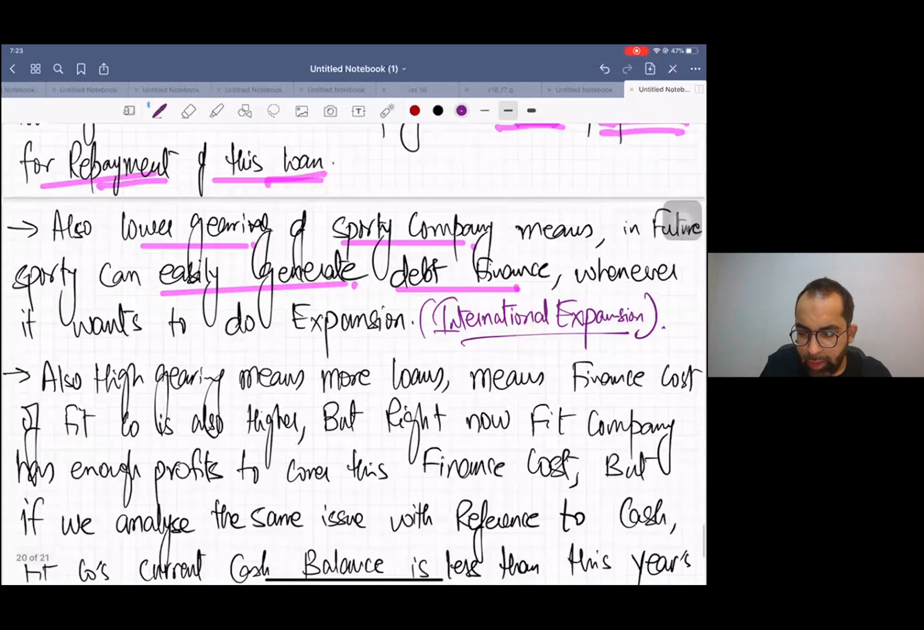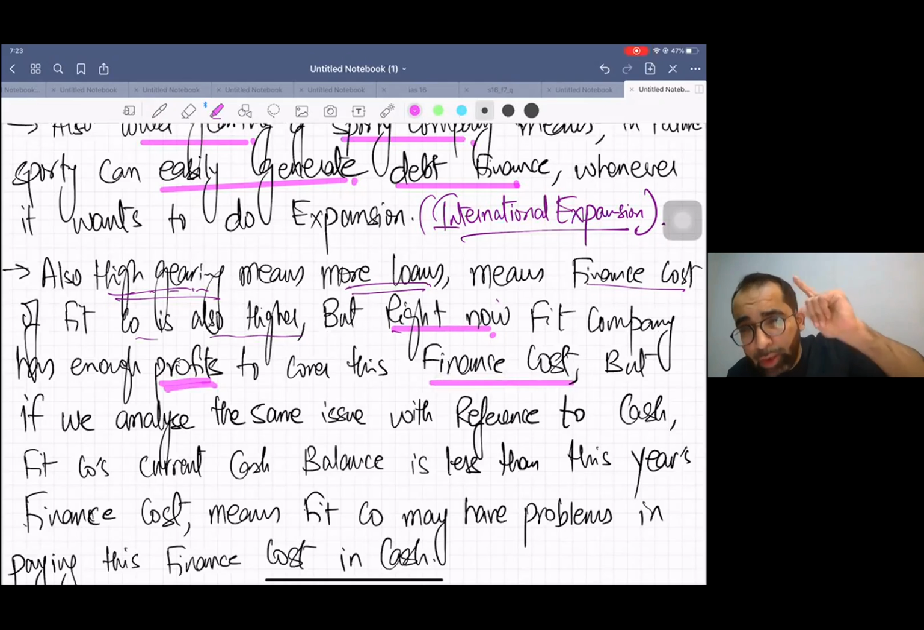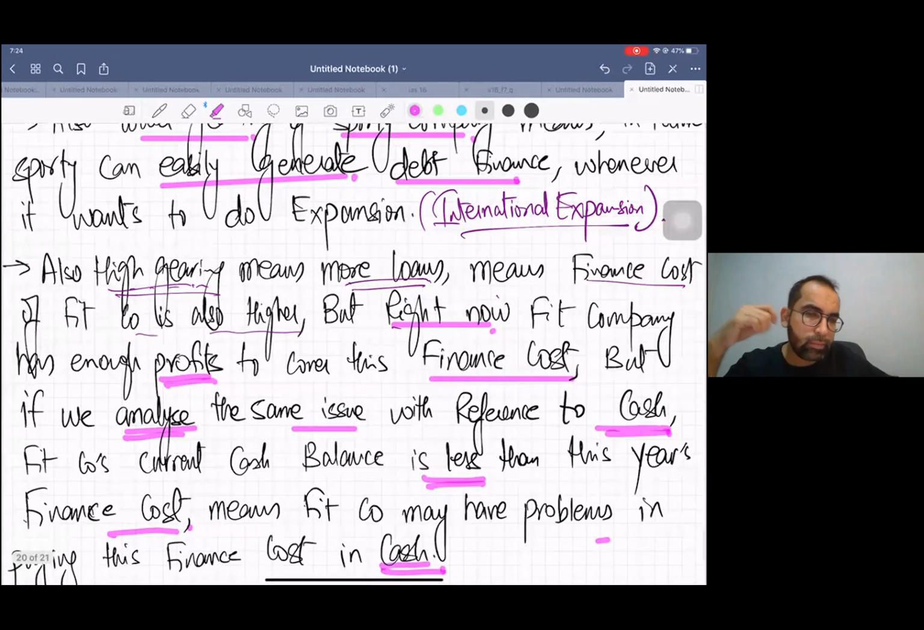Also, high gearing means more loans. When Fit company has more loans, obviously more finance cost. It means finance cost of Fit company is also higher. But right now, Fit company has enough profits to cover this finance cost. I already showed you. But if we analyze the same issue with reference to cash, then Fit company's current cash balance is less than this year's finance cost. It means Fit company may have problems in paying finance cost in the form of cash. See this. You can see.